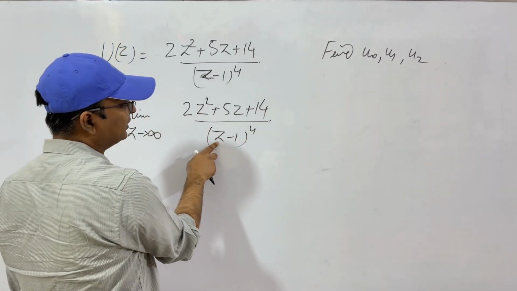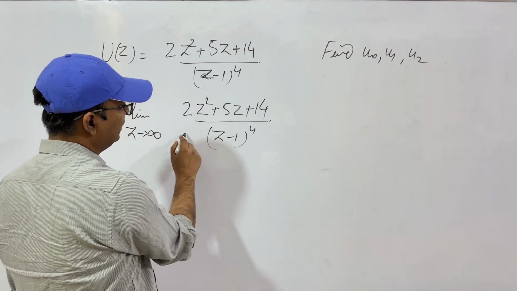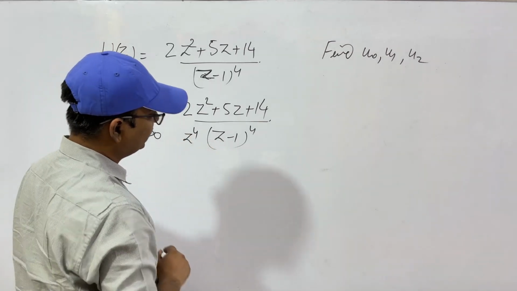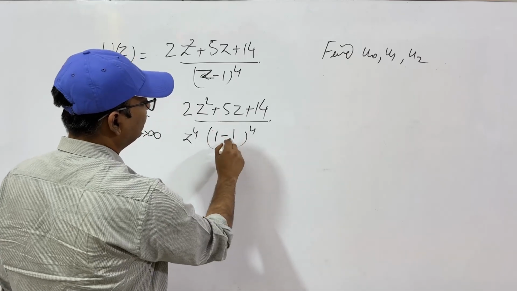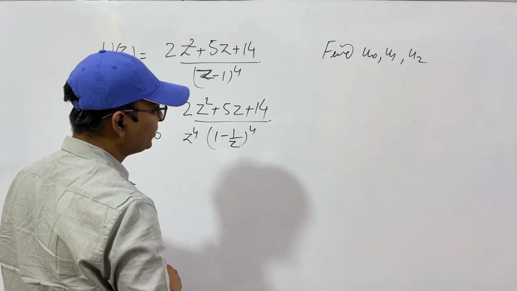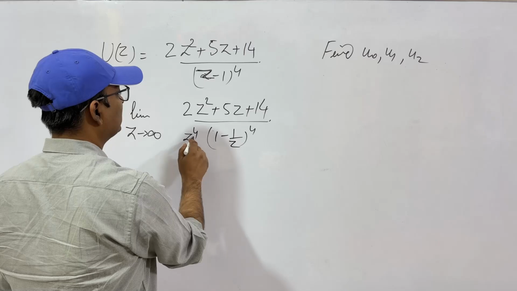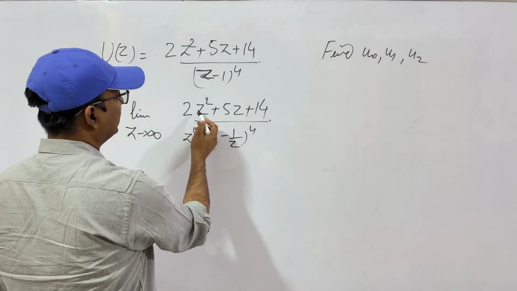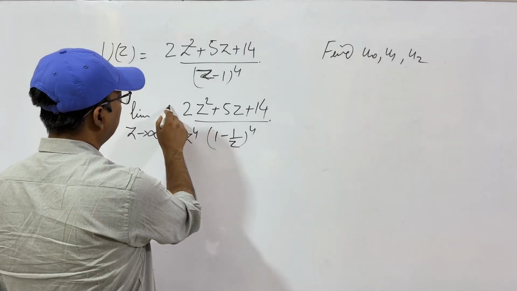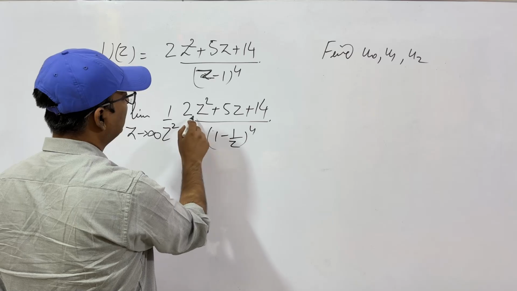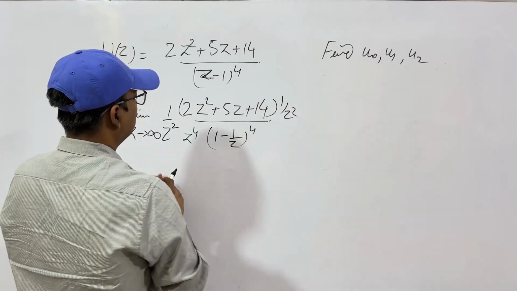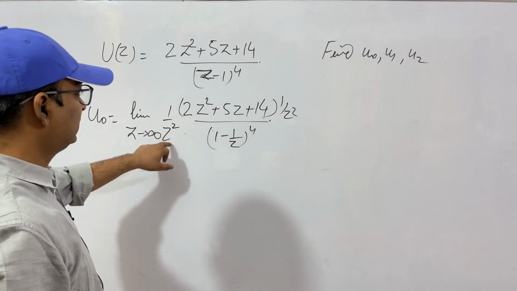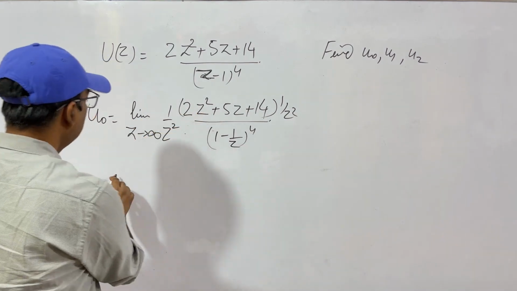See, if we take z to the power 4 out of this, let's say I take z to the power 4 here. So what I'll get? I'll get 1 minus 1 by z here. Clear? Now z to the power here, this is z square. So what we can do? We can take 1 z square this side and then 1 z square we divide by this. So this z to the power 4 is distributed. This is this and this. So what do we get?